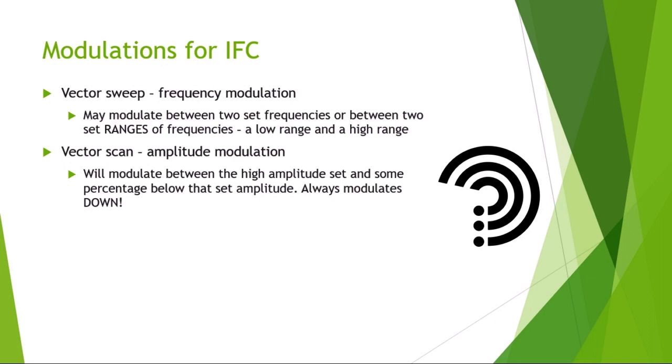Vector scan, or to be simple, scan, is amplitude modulation. So scan modulates between the high amplitude that you and the patient agree on and some percentage below that set amplitude. So it always modulates down. It's never going to go higher than the highest amplitude you've set. If you and the patient decide that this is the amplitude they can tolerate, and you put it on a 40% scan, it's going to go from that high set amplitude to 40% below that, and then back up to the high that you've set. If you have a 100% scan, it's going to go from the highest amplitude that you've set down to nothing and back up to that amplitude. So it always modulates down.